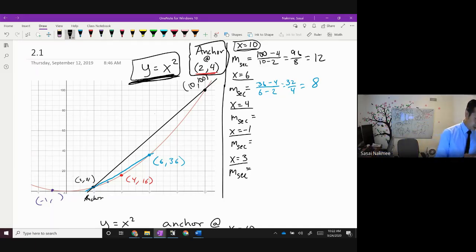So tell me, what is the slope going to equal if I did the work right here when x is equal to 4? What's the slope going to equal when x equals -1? And what's the slope going to equal when x equals 3?